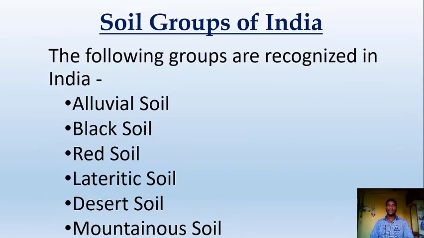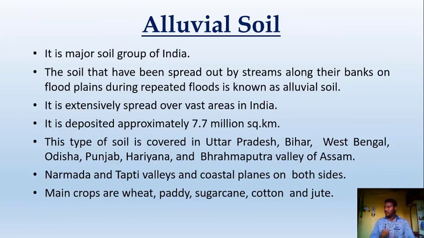There are different soil groups of India, or the types of soils generally available in India: alluvial soil, black soil, red soil, lateritic soil, desert soil, mountainous soil. These are the few major groups which are available in India. Out of that, start with the first, alluvial soil. It is the major soil group of India.